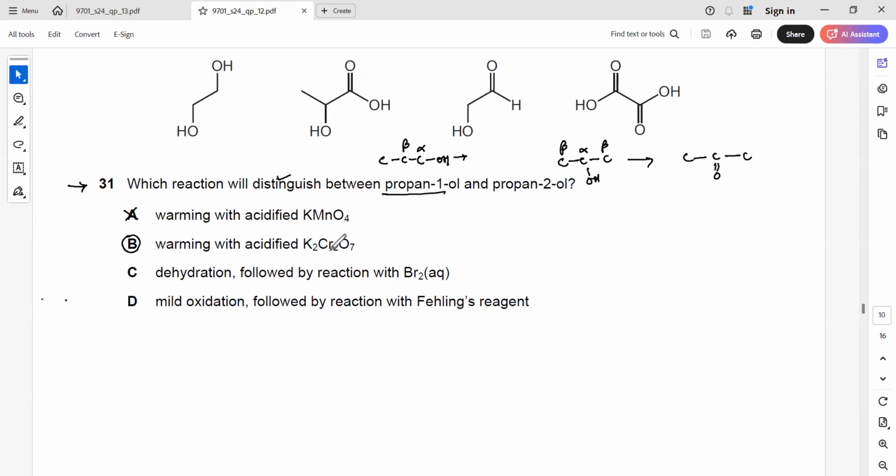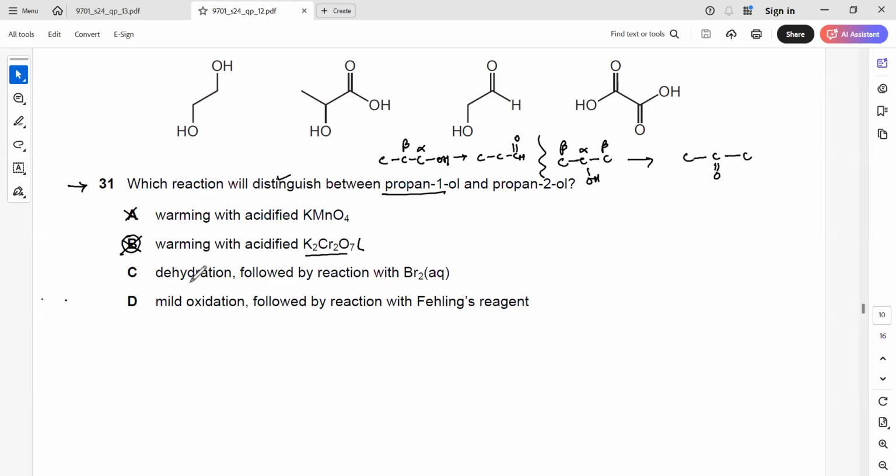Next, warming with acidified potassium dichromate. This one is again an oxidizing agent. As we have seen, both undergo oxidation: primary alcohol gives aldehyde, right? And secondary alcohol gives ketone. So the color of potassium dichromate will also change from orange to green. So this test is not suitable to distinguish between primary and secondary.